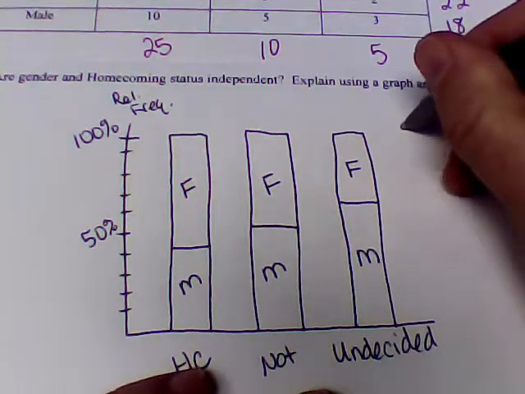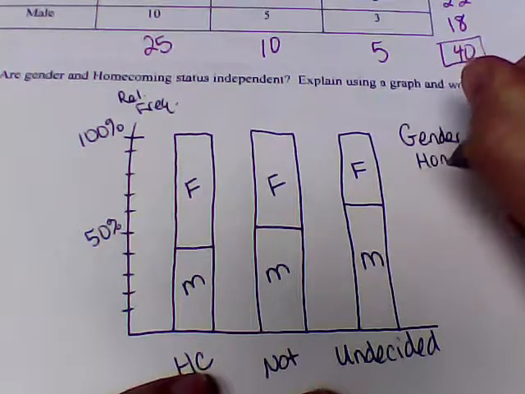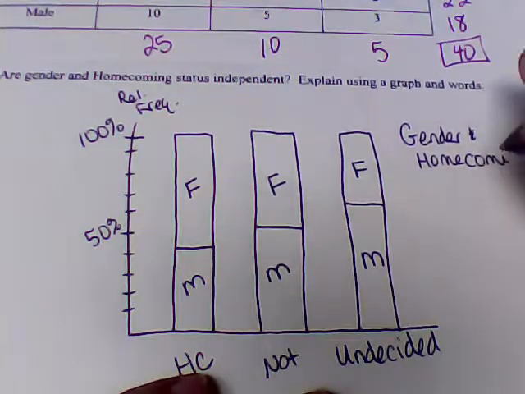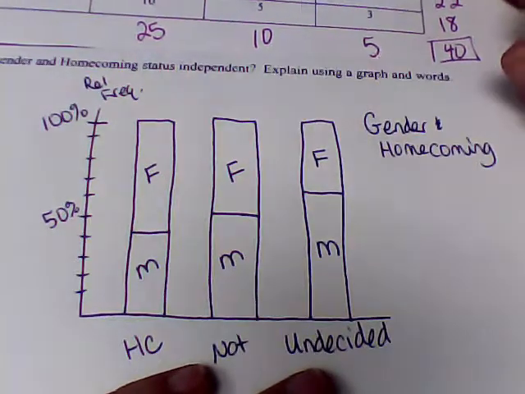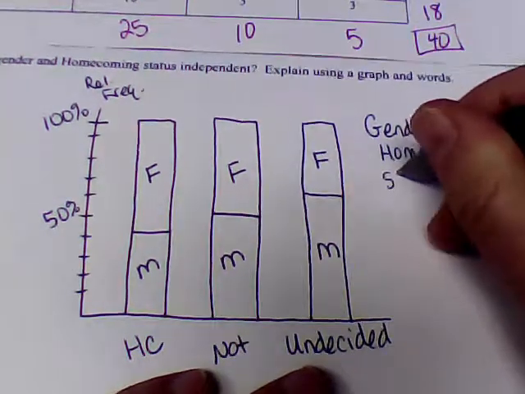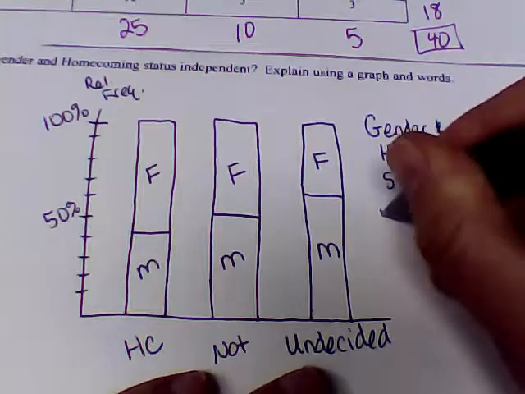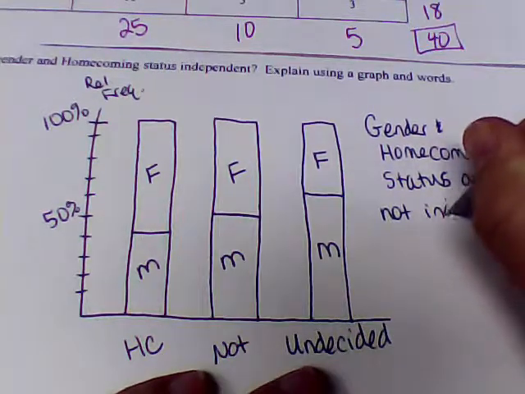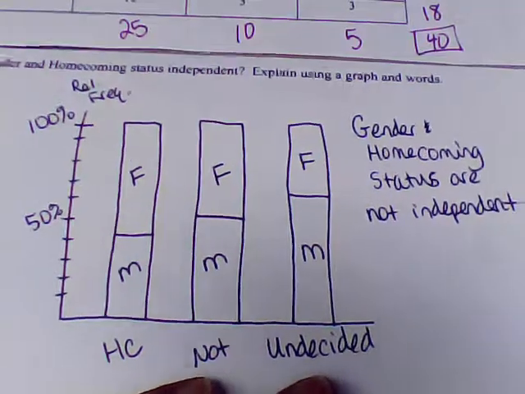So I would write something like, gender and homecoming status are not independent. It's nice to practice writing in complete sentences now. AP test readers really like that.